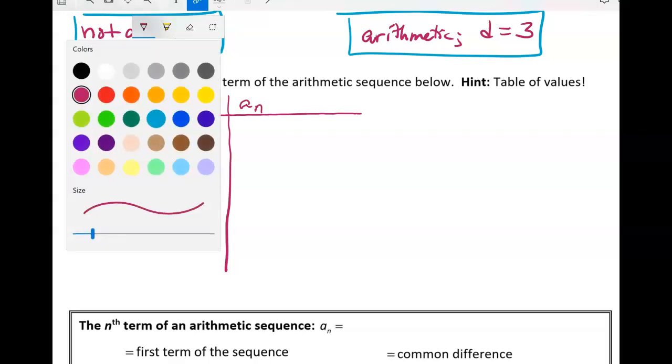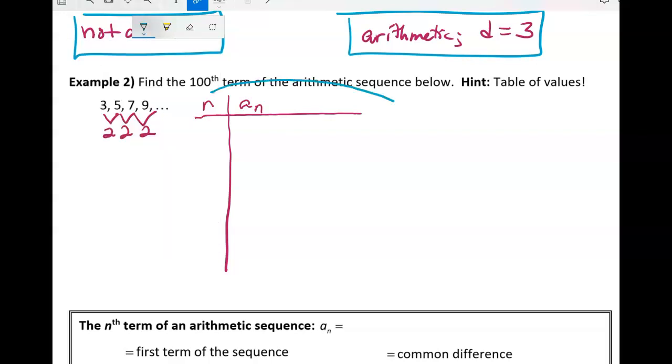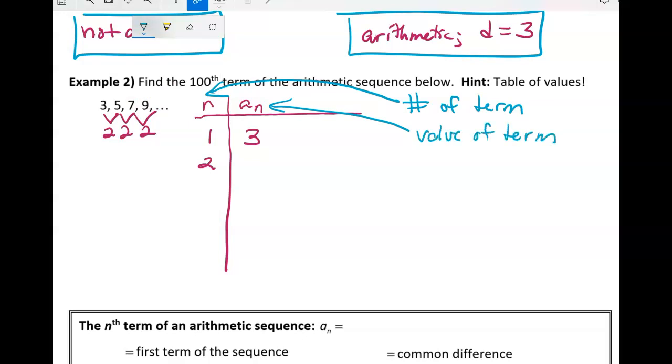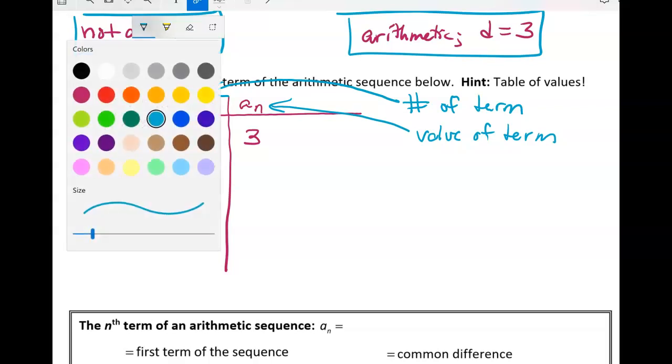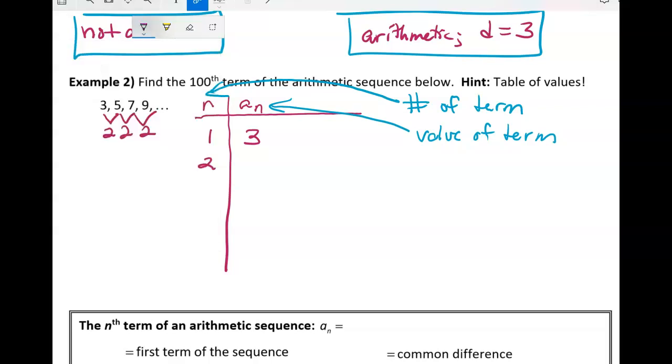Let me define those for you real quick. N is going to stand for the number of the term. In other words, n is 1, gives us the first term of 3. N is 2, gives us the second term of 5, and so on. Now a sub n is the value of the term, and so now let's concentrate on not what the actual term is, but how we get there.